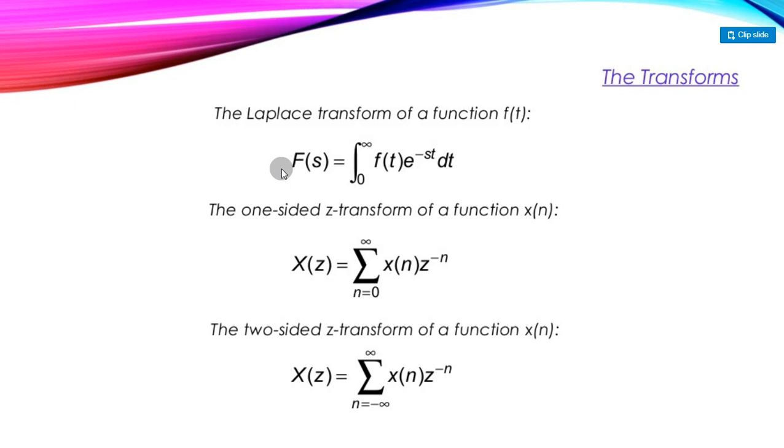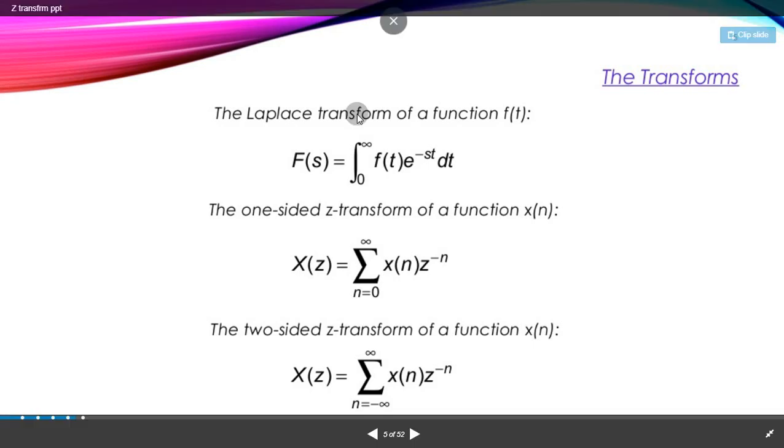First we are going to give the basic introductory definitions. The Laplace transform of a function of t can be converted to a frequency domain signal by using this specific formula: the integral from 0 to infinity of f(t) e to the power minus st dt. Now this s is sigma plus j omega, where sigma is the real component and j omega is the imaginary component.